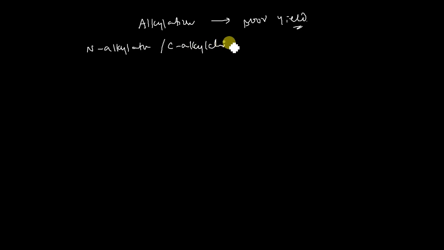The alkylation of the Stork-Enamine reaction generally gives you a poor yield because there is a competition between N alkylation and C alkylation during the reaction. For example, once you generate this enamine, there is a possibility of the electrophile being attacked from either this side, that means nitrogen, or from this carbon. This nitrogen can attack onto this electrophilic center, or C alkylation also is possible.